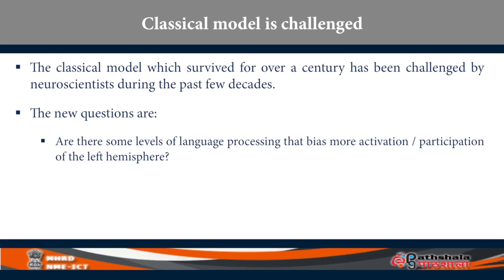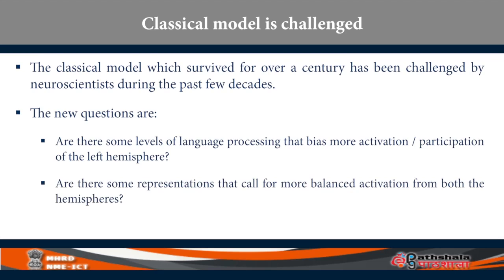And the second question is, are there some types of representations that call for balanced participation of right and left? Please remember, these questions were not asked earlier. Earlier, the questions were: which area is responsible for production? Which area is responsible for comprehension? Which area is responsible for reading and writing? Those questions are very different from these two. These two questions are asking, is it one level of processing which makes the left hemisphere play a major role? Is it a particular type of representation which calls for participation of both hemispheres? So these are new questions.